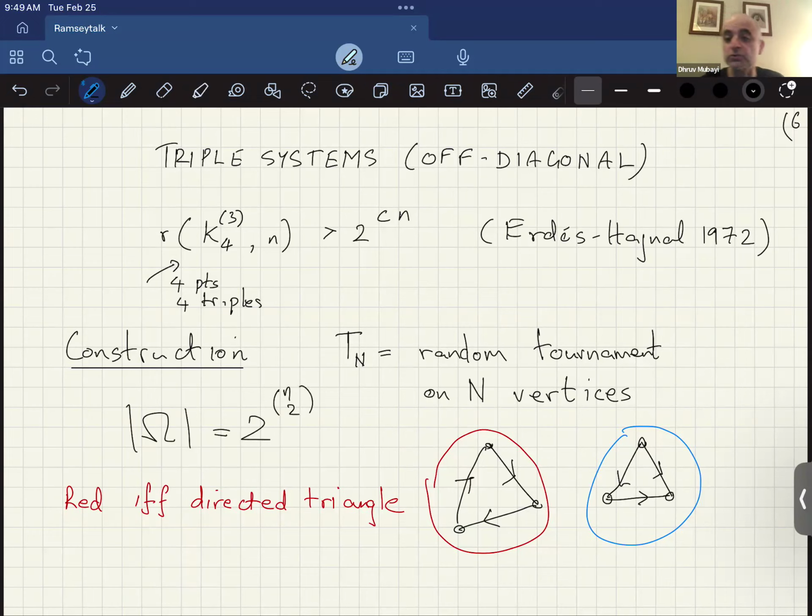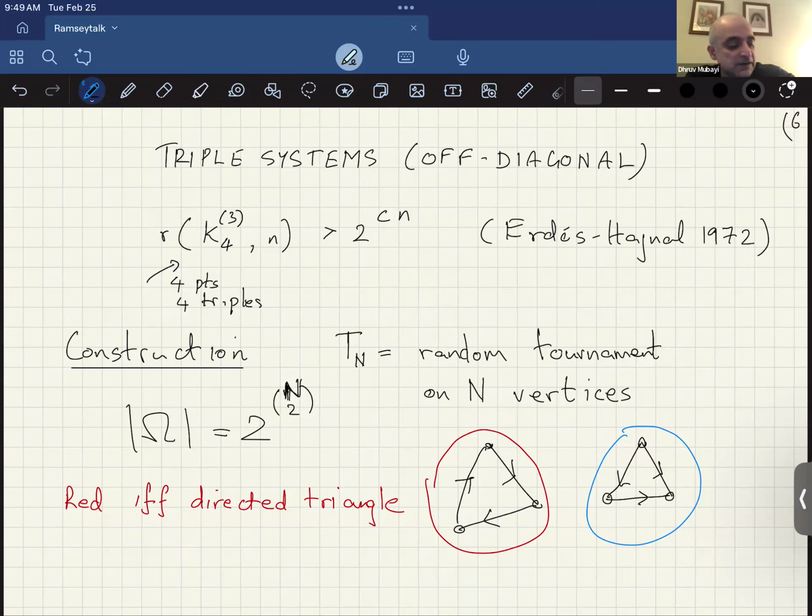There are 2 to the n choose 2 tournaments. But notice that the number of 3-uniform hypergraphs, capital N, is 2 to the n choose 3. So if I was taking triples at random, there would be 2 to the n choose 3 ways to do it. But I'm not. I'm only taking edges at random, or directions at random. That's 2 to the n choose 2.